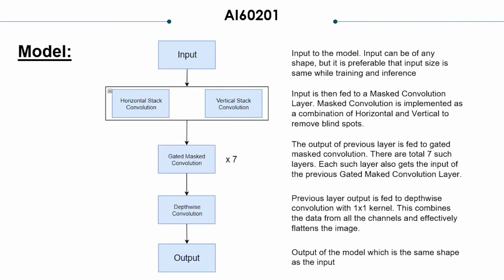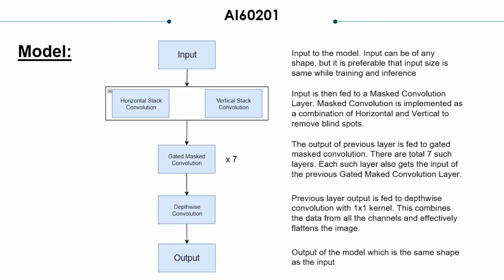Hi, I am Shaunak Mondal and I will be talking about the exact structure of PixelCNN. PixelCNN is a purely convolutional network. All the layers in this network are variations of the normal convolution layer. The input of the model can be of any shape, but it should be same during training and inference. Next, the input is fed to a masked convolution layer. The masked convolution is realized using a combination of horizontal stack convolution and vertical stack convolution to remove the blind spots from its receptive fields.